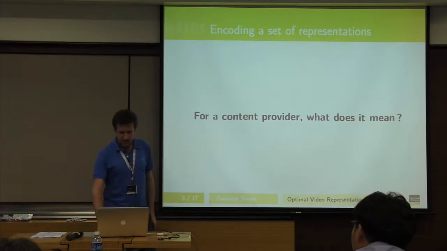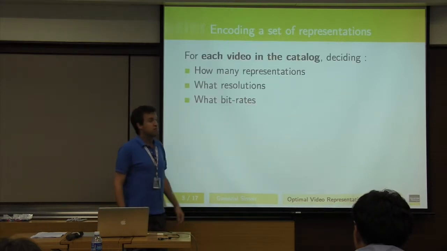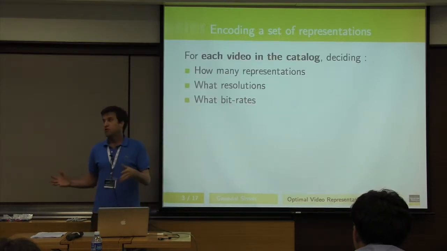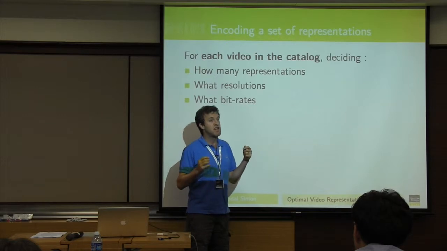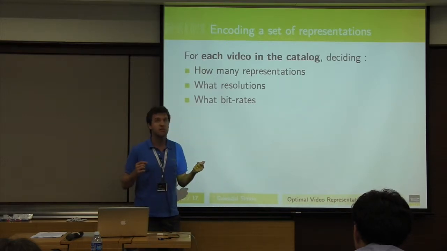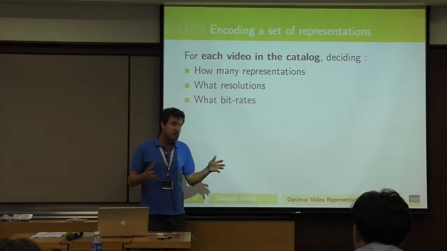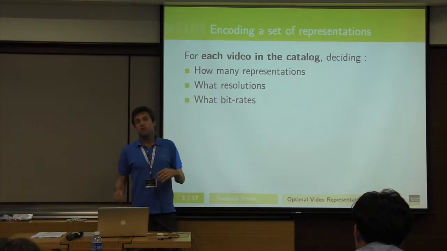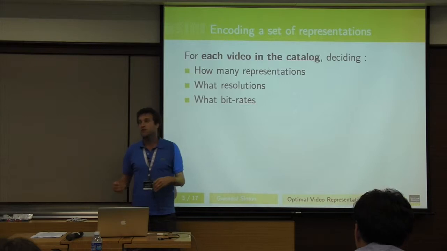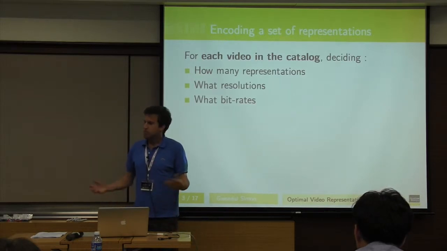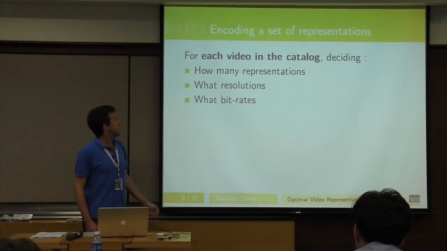Basically, the answer was quite obvious. They have to decide how many representations they will produce for one video stream, and they also have to decide how many resolutions and which resolutions they will choose. For each of the prepared representations, they have to decide the bit rate. So we definitely agree with them.